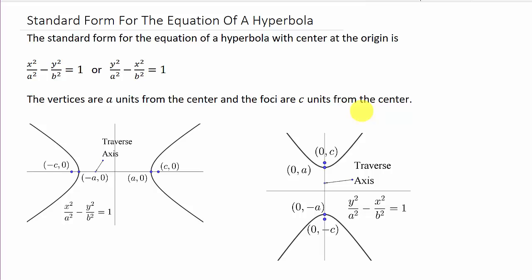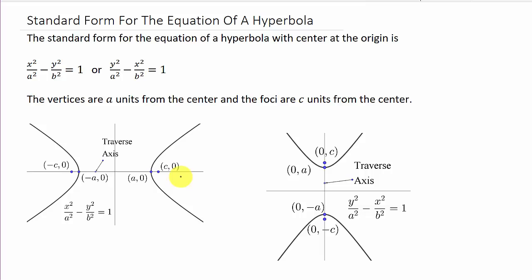All right, so what they mean, whatever a is, whether the a is under the x term or a is under the y term, that's how many units the vertices are from the center. Same thing here. Notice here the a is under the y, so a is how far we go up and down from the center. When it's under the x, it's how far we go left and right.